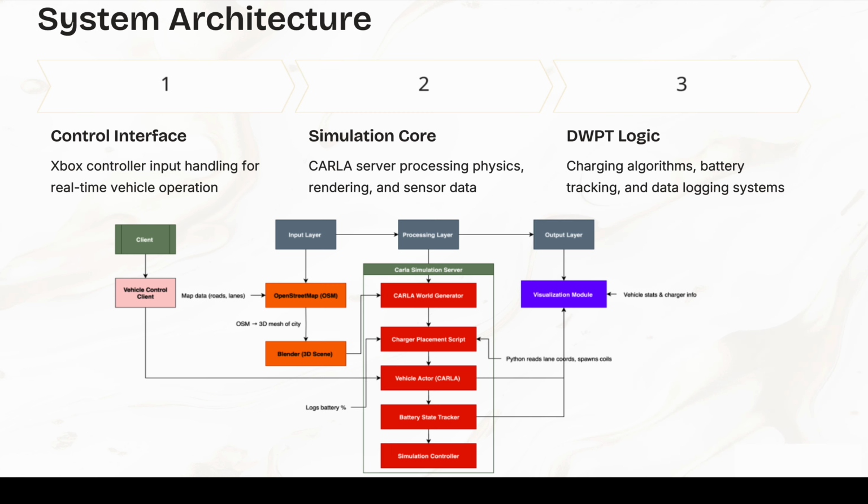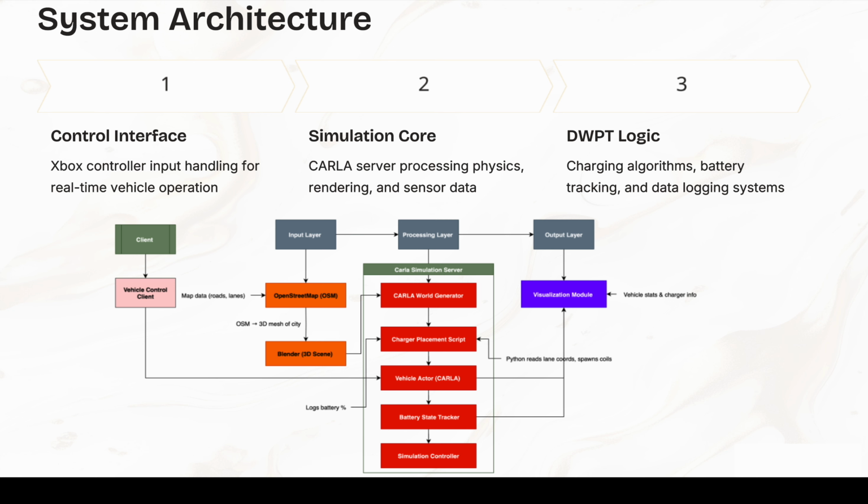that we actually need. The system architecture of my software is basically in three stages. We have the control interface, where we use an Xbox controller for input handling, to control our vehicle in the simulation setup. Then we have the simulation core, which is the processing layer: how we input our OpenStreetMap data into Blender and form the 3D mesh of a city, then import those meshes into the CARLA simulator to generate the world, and also have a charger placement script to design our vehicles and track battery state.